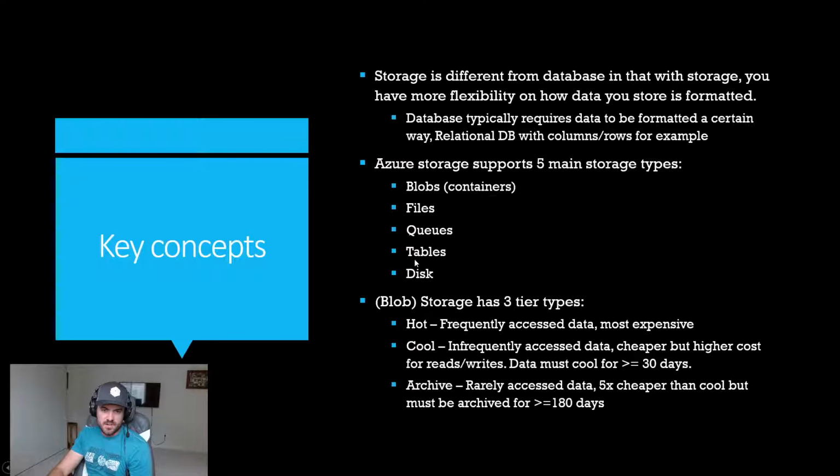And of course, some other different storages also have tier types, but blob again is the most common. So you've got hot, which means that data is frequently accessed. It's the most expensive because it's constantly being read and perhaps modified. You've got cool, which is infrequently accessed data. It's cheaper than hot, but it's got a higher cost for reads and writes because, again, it's not necessarily designed to be accessed as frequently.